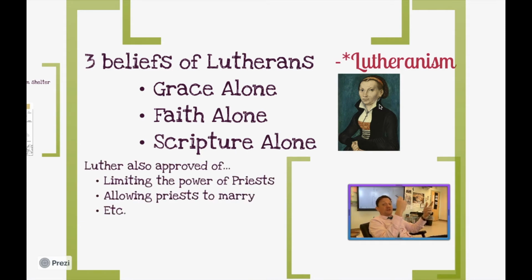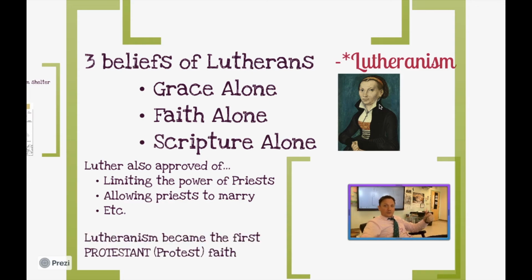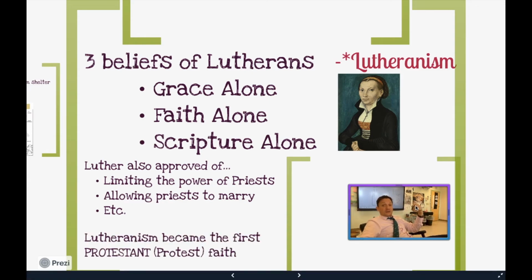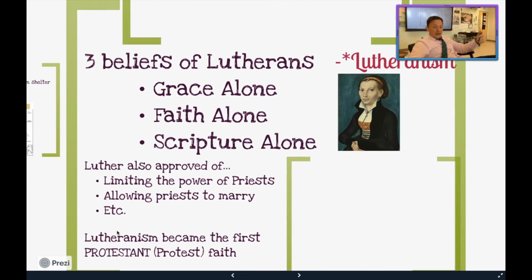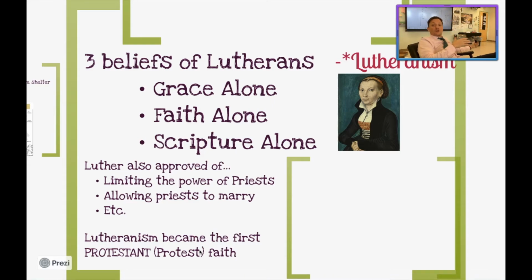Luther also approved of limiting the power of priests, allowing priests to marry, a lot of really intense stuff. And Lutheranism becomes the very first Protestant faith. The reason why it's called a Protestant faith is because these German princes are protesting the authority of the Catholic Church of Charles V, and they're becoming a new type of Christian. Hence, Protestant, or to protest, right?